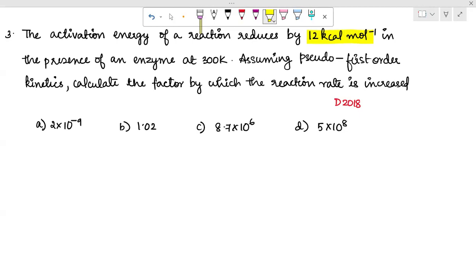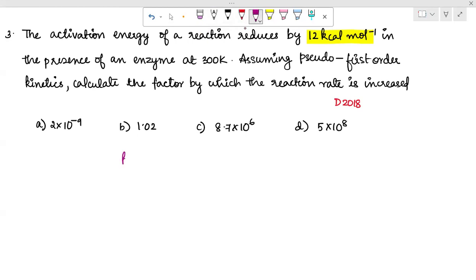The activation energy of a reaction reduces by, so some reduction is happening in the presence of an enzyme. So you have a system without enzyme and you have a system with enzyme. The difference in the activation energies is given. You have to find the factor by which the rate constant is increasing. Okay, that's all. So let's write down the equations first of all.